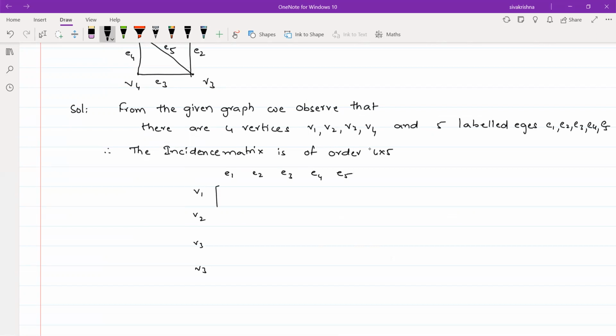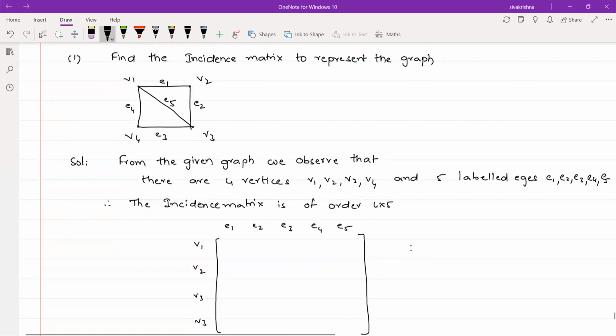Now coming to the matrix, the first entry is V1 E1. It means, is the edge E1 incident on the vertex V1 or not, from the given graph? Yes, clearly the edge E1 is incident on V1, so we write 1. Coming to the next element, V1 E2: is the edge E2 incident on V1 or not? No, E2 is not incident on the vertex V1, so we write 0.